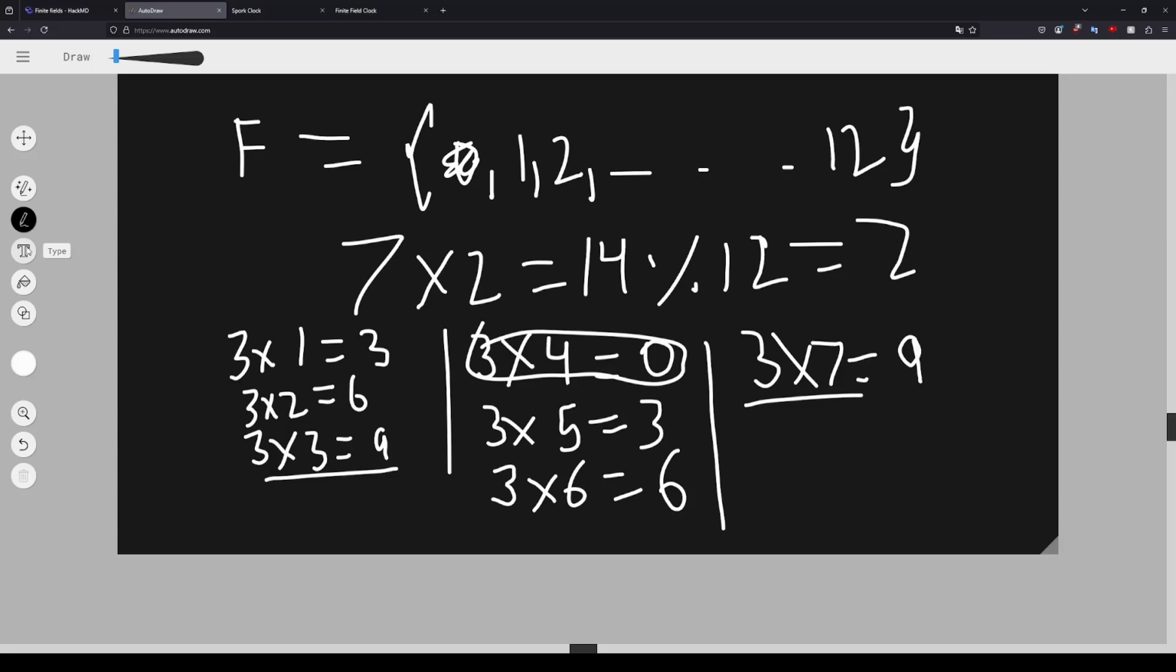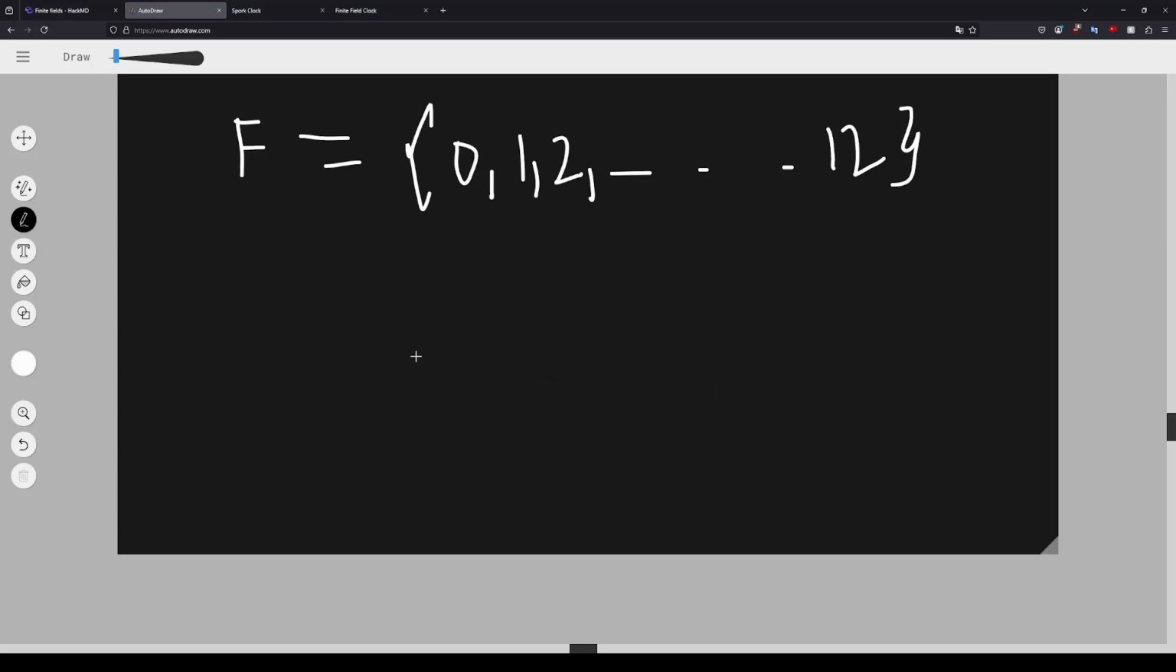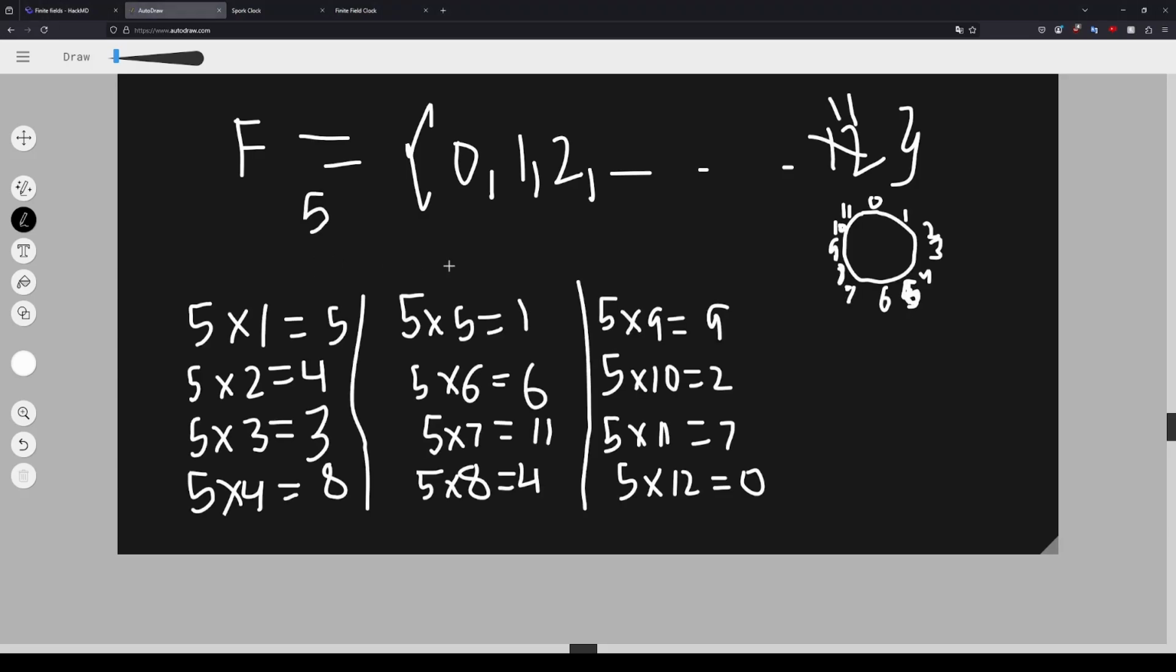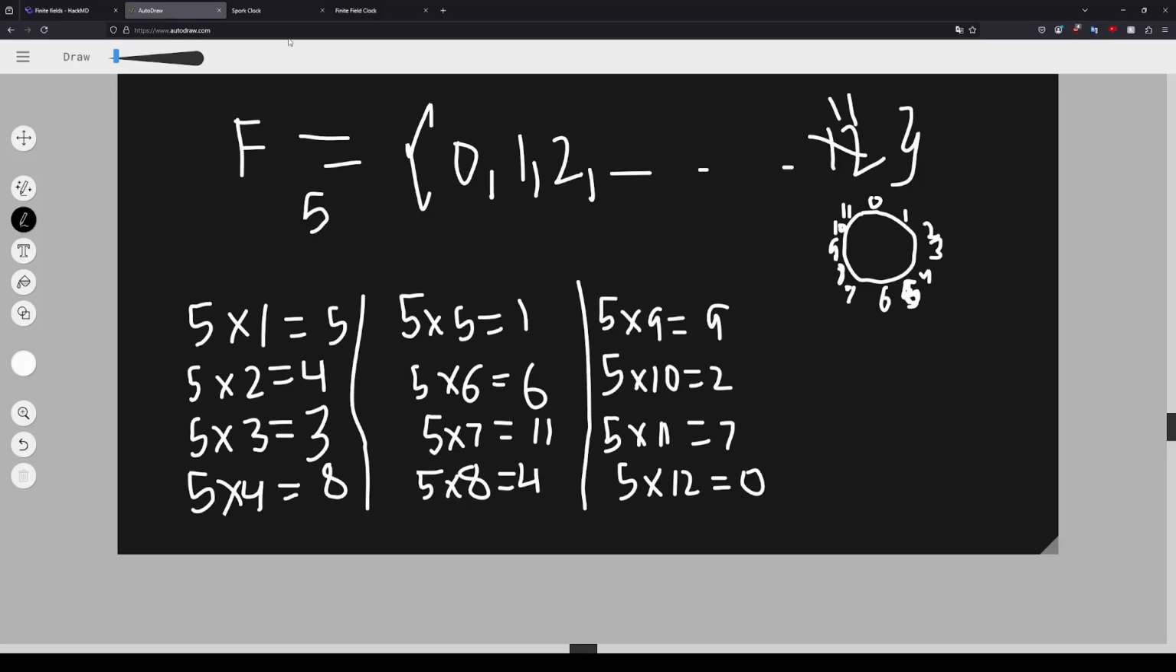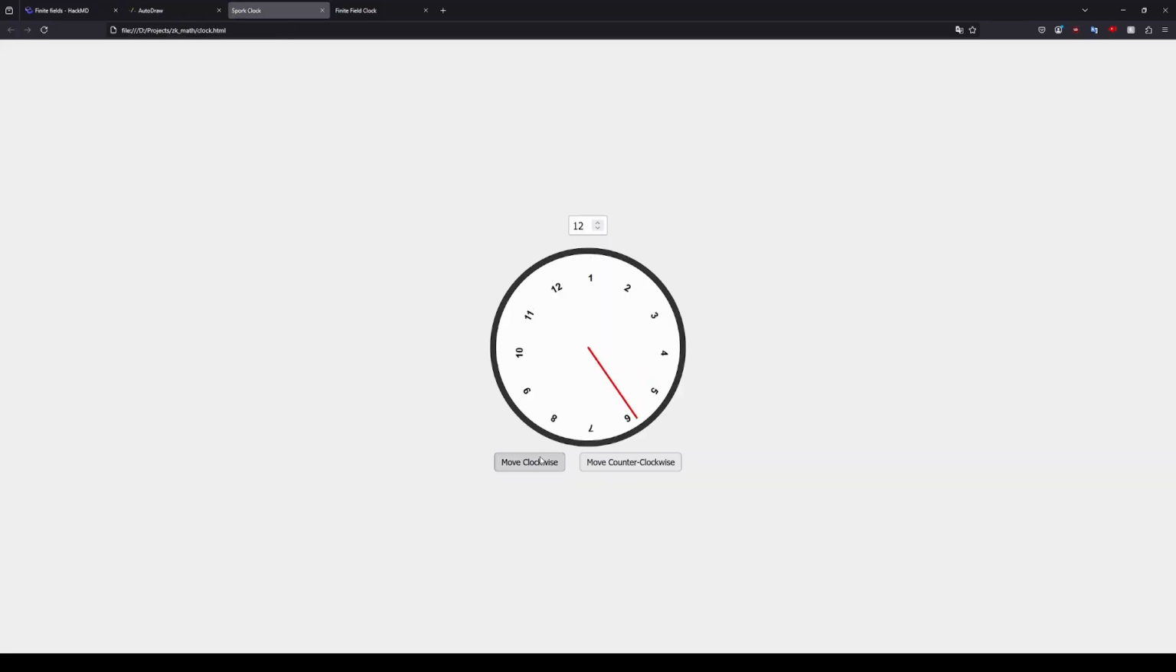Let's try with another number in our finite field. We have from 0 to 11. Let's take the example of 5. I'll pause the video just to write it down. I've drawn out this table, and we'll use our clock as an example again. So 5 times 1 is 5, and if we add 5 again, 1, 2, 3, 4, 5.